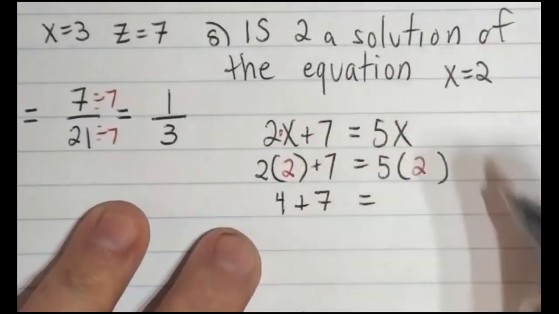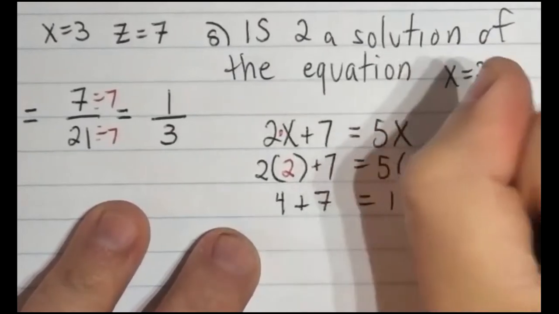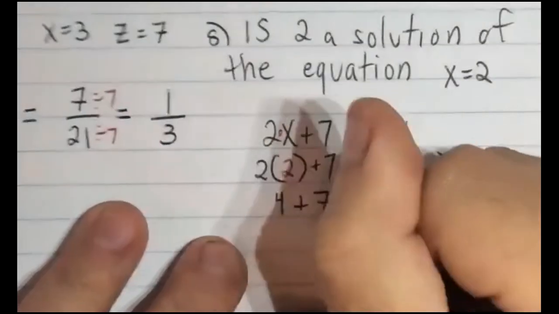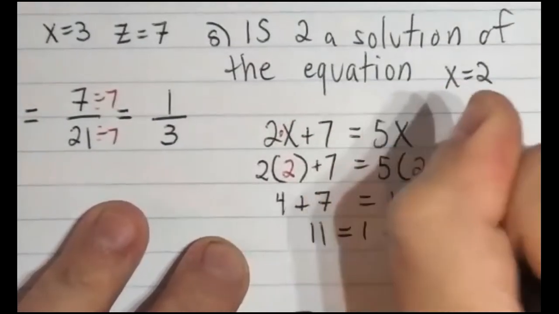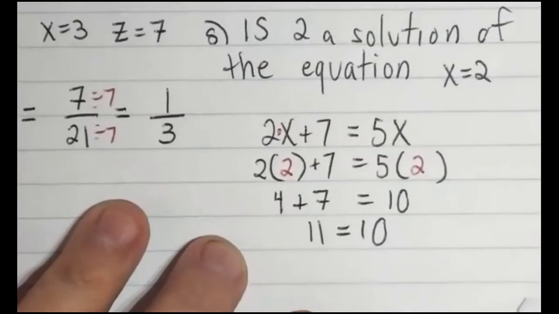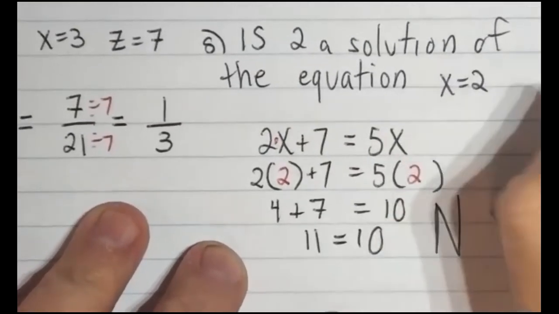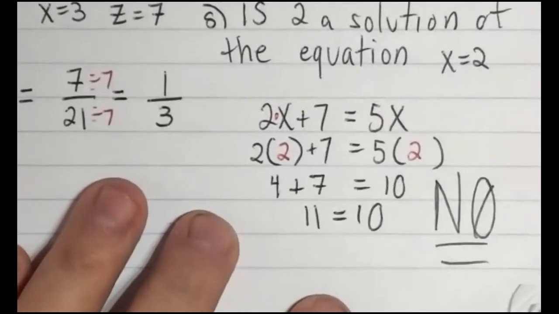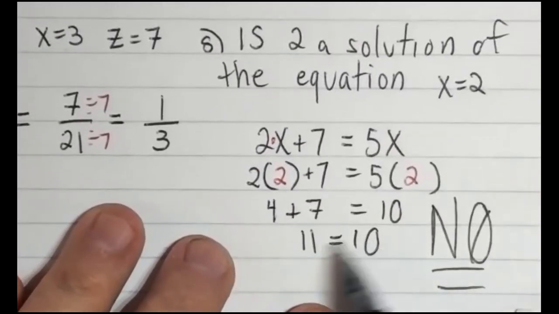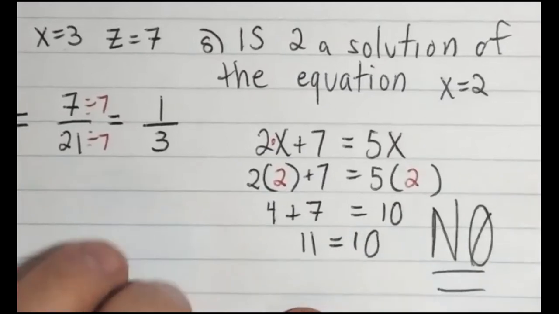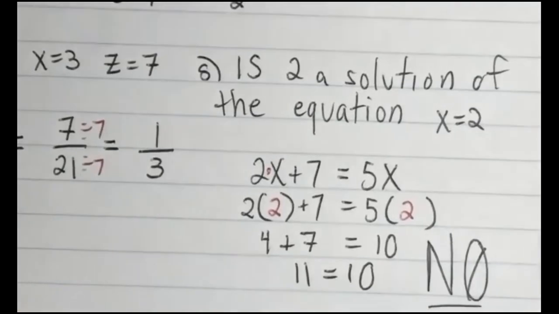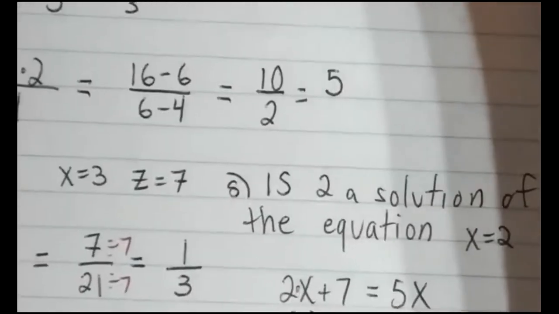It's 4 plus 7. I could do 5 times 2 on this other side too. I'm going to get 10. Now what is 4 plus 7? 4 plus 7 is 11. Does 11 equal 10? Are 11 and 10 the same number? No, it is not. So the answer for that is no, it is not a solution. If when you substitute it in, you got the same number, they were both equal to each other, then you would say, yes, it is a solution. Right.